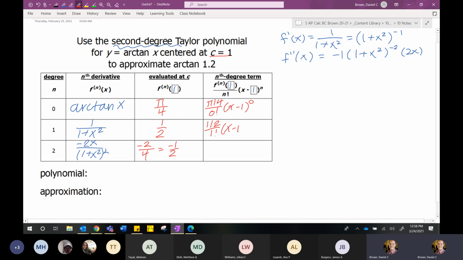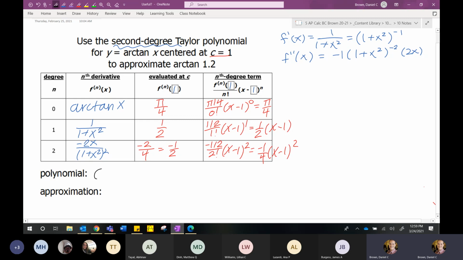So many of you probably won't need to show all the steps for those first 2 rows. Our first term ends up just being pi over 4. Our second term is this 1/2 (x minus 1). And then for the degree 2, I have the second derivative at the center divided by 2 factorial times (x minus 1) squared. So that's going to be negative 1/4 (x minus 1) squared. Make sure you always write what the polynomial is, so don't leave it in that table.